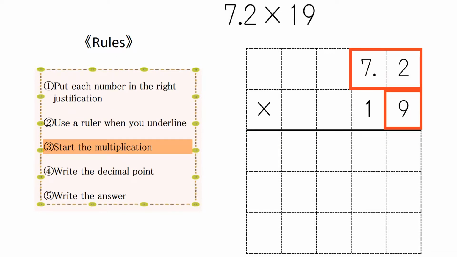Then let's start the multiplication. 9 times 2 equals 18. So write regrouped small 1 over the second grid from the right, and write 8 into the first grid from right. 9 times 7 plus 1 equals 64. So write a diagonal line on 1 like this. Then write 6 into the third grid from right.